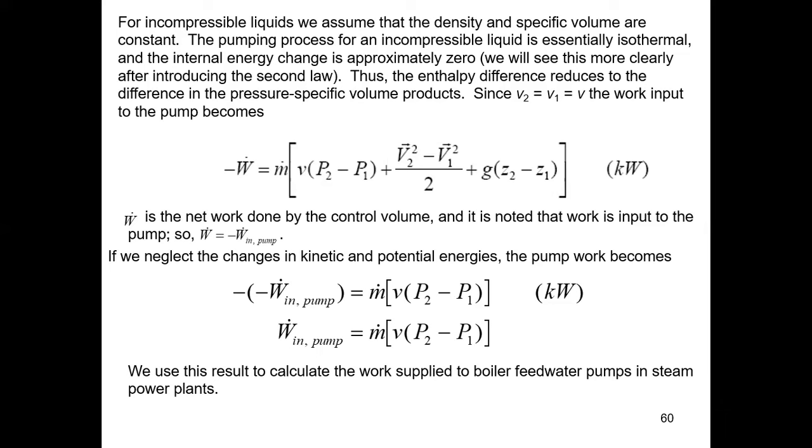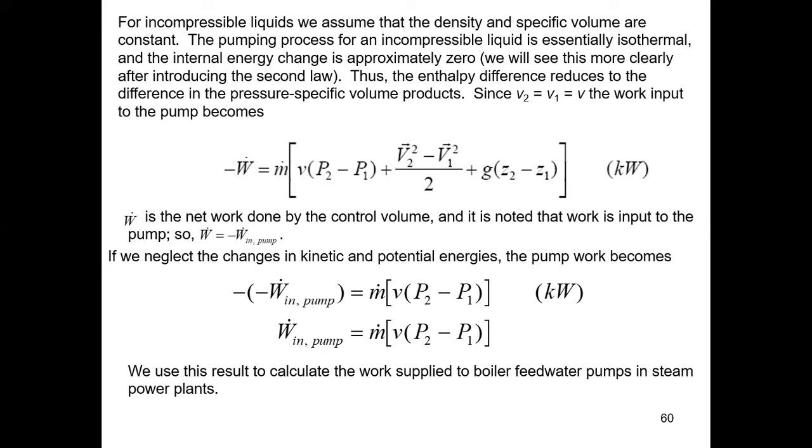If we neglect change in kinetic and potential energy, then the pump work becomes m dot v, and two negatives make it positive. W dot is the net work done by the control volume, and it is noted that work is input to the pump, so W dot input is positive. If it had been output, then it would have been negative. Hence, two negatives make it positive.